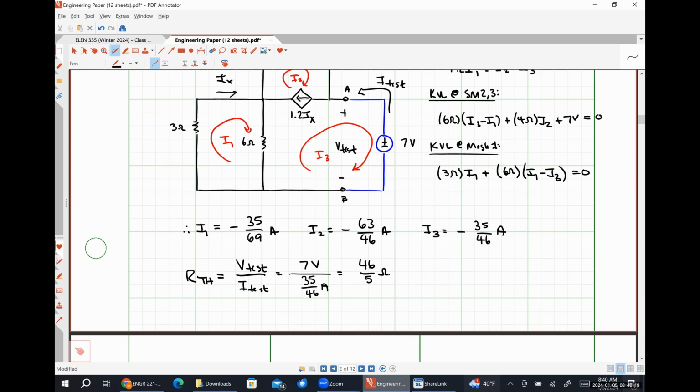So if you have independent sources in your system, you can find the ratio of V Thevenin to I Norton to get R Thevenin, or you can use the test source method. If there are no independent sources, your only option is the test source method. All right, I'm done.